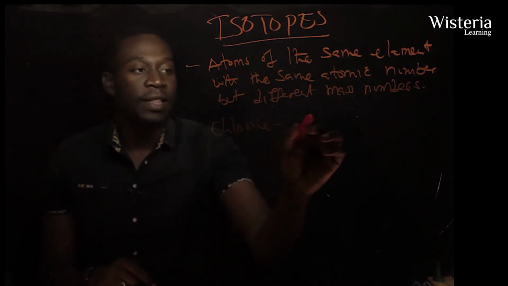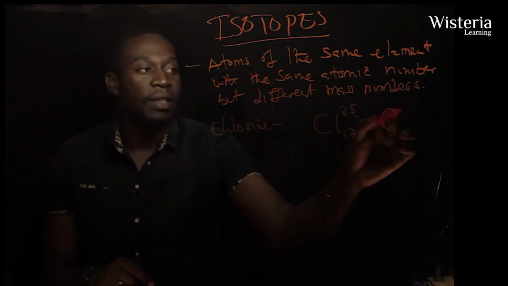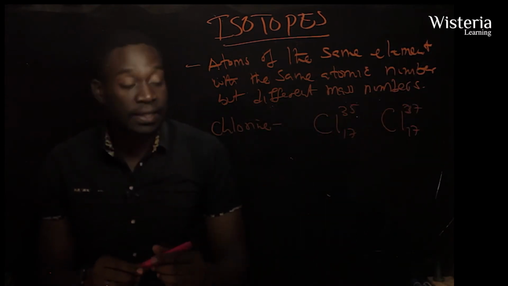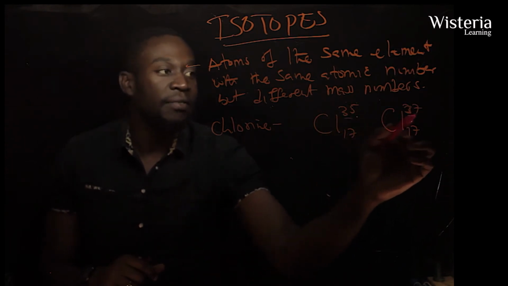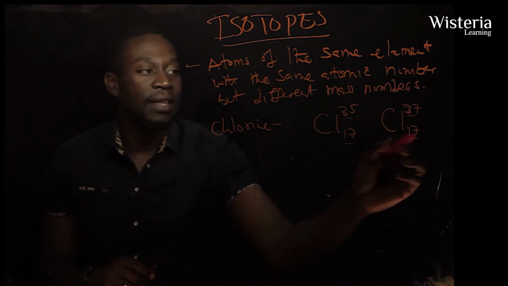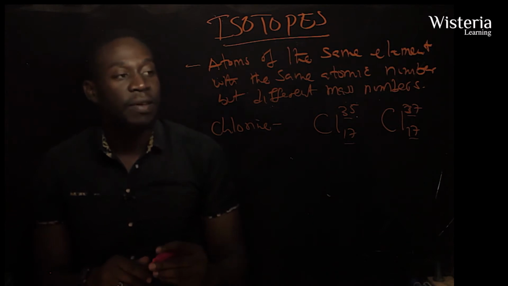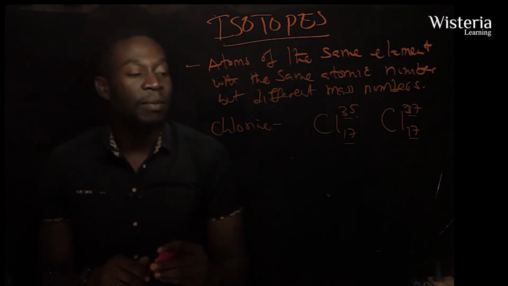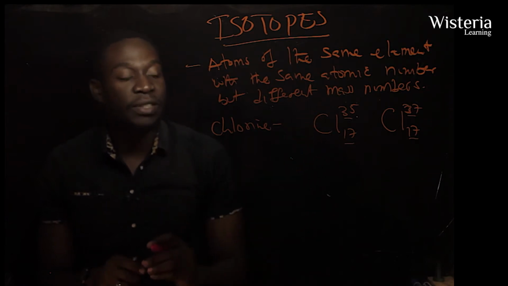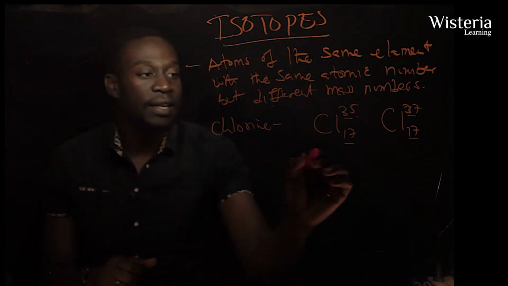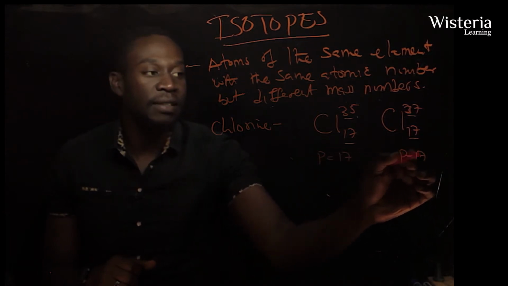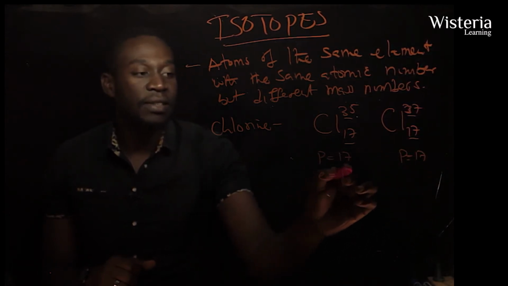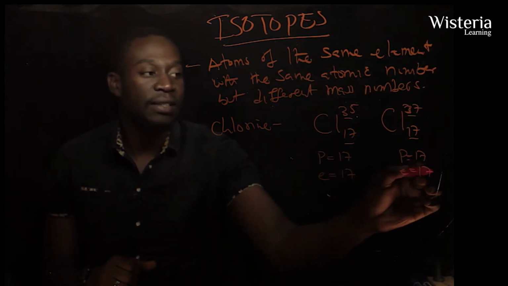There is chlorine 35 and chlorine 37. So in this case, we can see that the mass numbers are different, but the atomic numbers are the same. So now, if the mass numbers are different and atomic numbers are the same, it means that the number of neutrons are different. So in here, we have got protons that are 17, even here protons are 17. Electrons are 17, even in this one, electrons are 17.